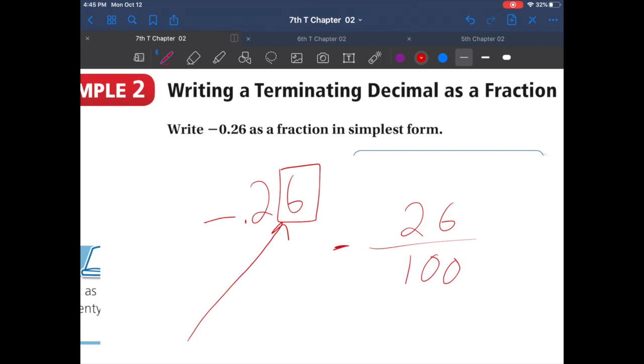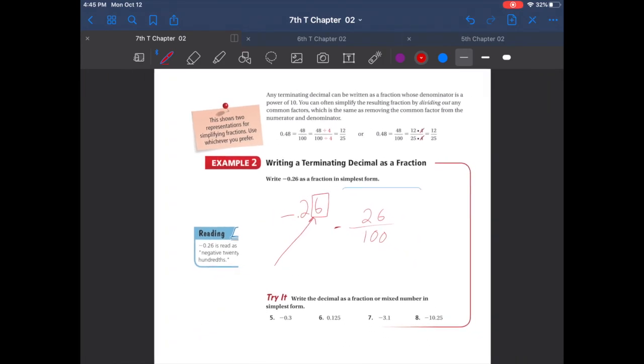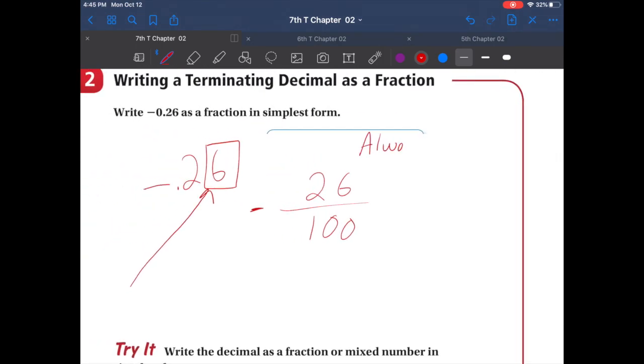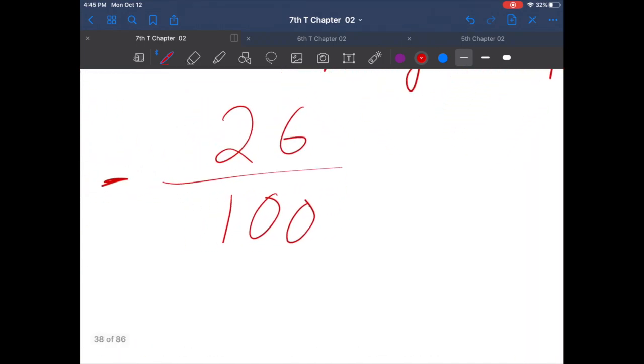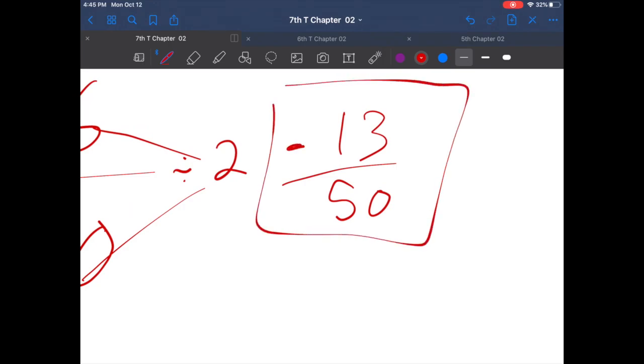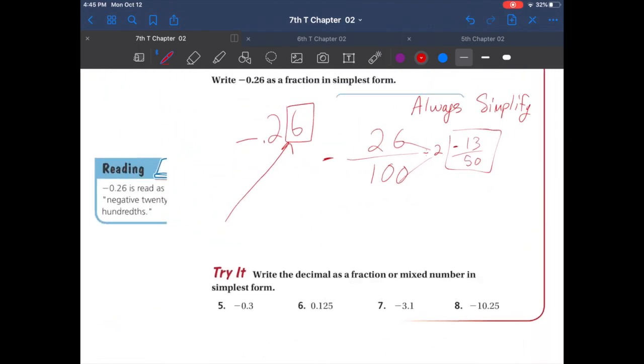26 over 100, it is negative, ladies and gentlemen. So last thing to remember in 7th grade, we always simplify. So we still have to simplify this problem. So what number goes into 26 and 100? Well, I'm just going to be easy. I'm going to divide by 2. 26 divided by 2 is 13. 100 divided by 2 is 50. And I think that's about it. Remember, it is a negative. So the answer for this problem is negative 13 over 50.